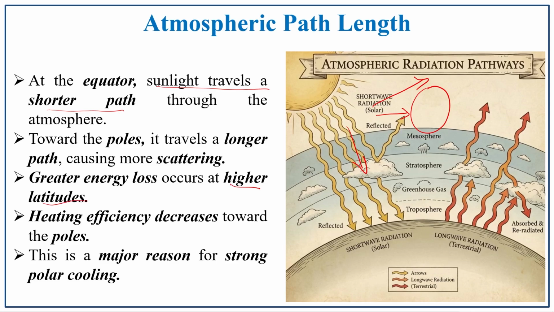The heating efficiencies decrease towards the pole because the incoming solar radiation is minimum. So, then how can it generate maximum heat? That is the main concept which is explained. This is a major reason for strong polar cooling. So, the polar region is cool because of this reason, that is atmospheric path length. It is long. So, the major reason for strong polar cooling in the polar region.